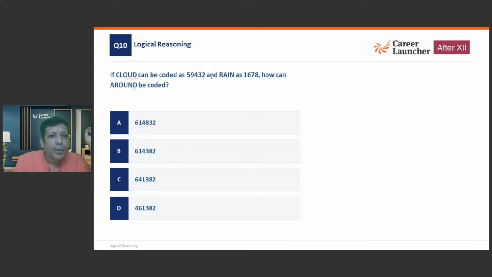OU is going to be 4-3. So the third one should be 4-3. This is 4-8, so ruled out. 4-3 works fine. Ruled out, ruled out. So the answer of this question is going to be option B. And this is how these types of questions should be tackled.